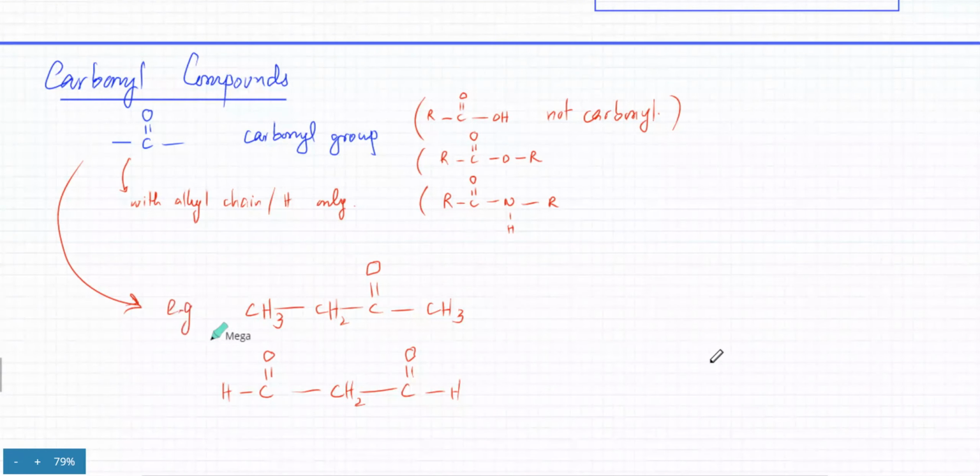Okay, is this clear? What are carbonyl compounds? Make sure you know that these are not carbonyl compounds. It's just going to have C double bond O. That's about it. ठीक है, clear है सारों को?